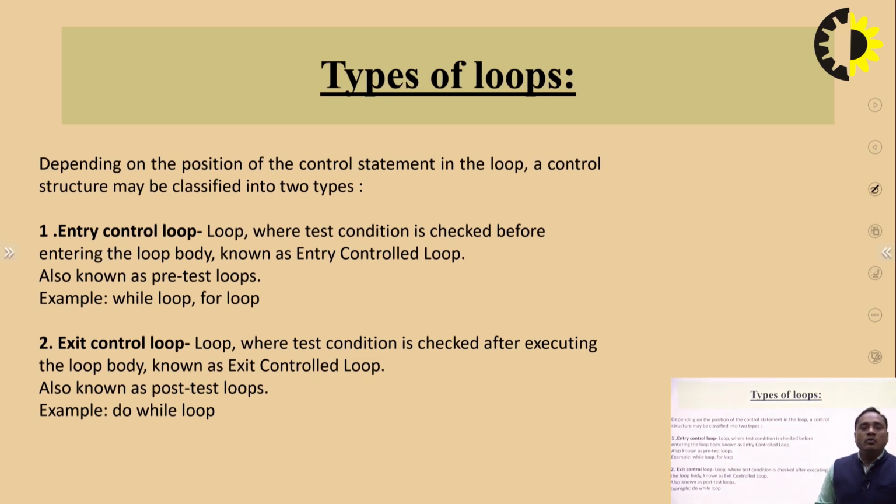So in the exit control loop, you check the condition of the program at the end. If the condition is true at the end, then you get the results of that particular program. If the condition is false, you are not getting the result. So there are two different types of looping conditions: first is the entry control loop and second is the exit control loop.